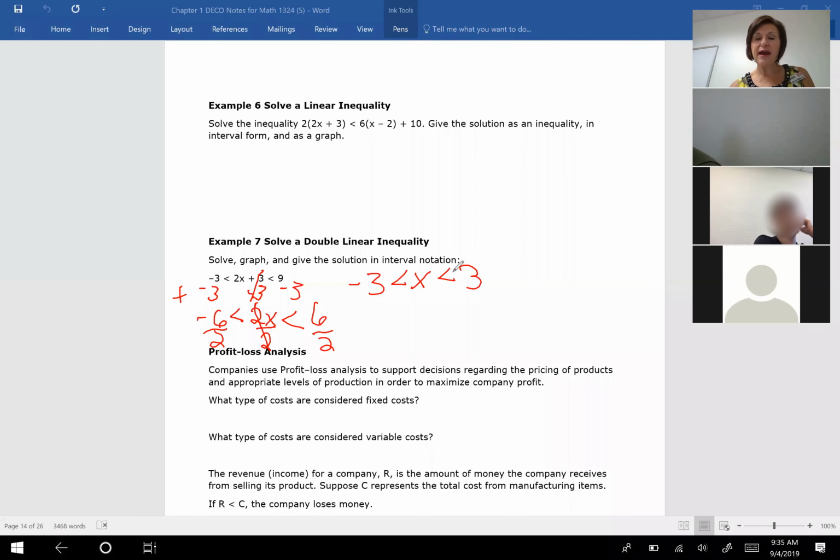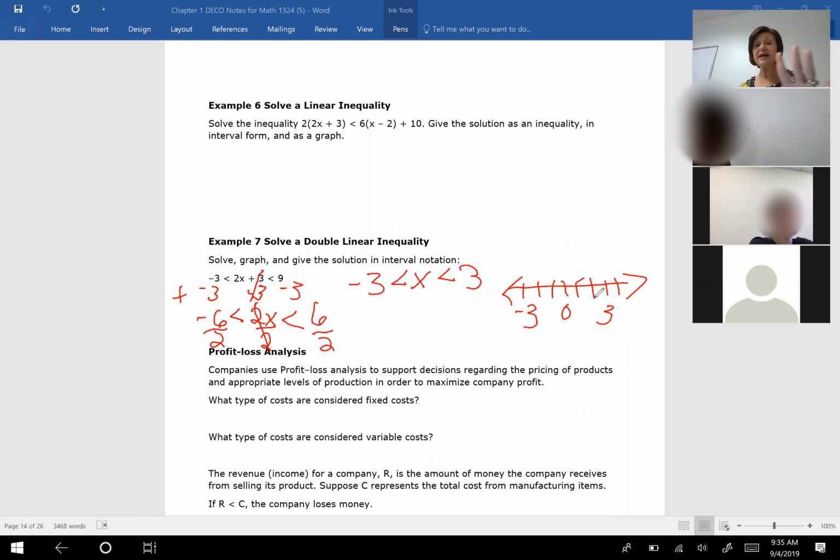So when I get ready to graph this, if I have -3 here, +3 here, and it tells me that all of my x's are between -3 and +3, then I'm going to start at -3. And I'm noticing here, more people seem to be comfortable with open and closed circles than parentheses and brackets, and that's fine. So I'm going to put the open circle at -3.